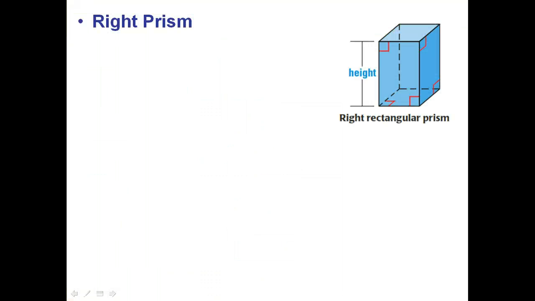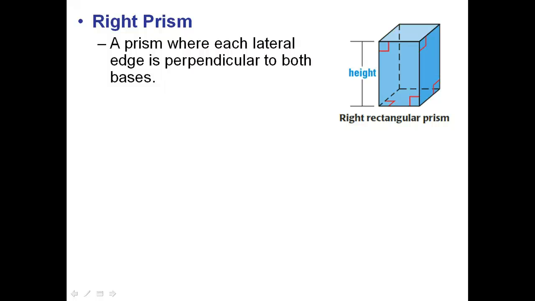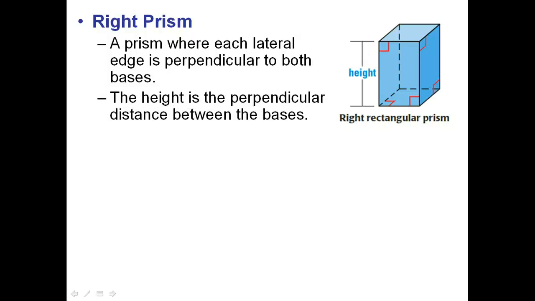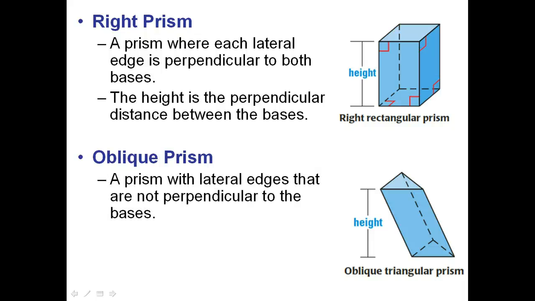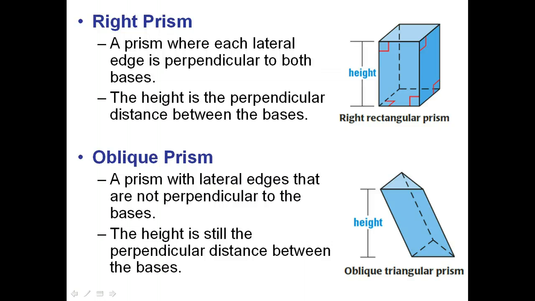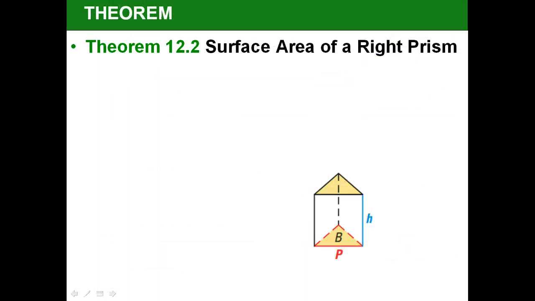A right prism is a prism where each of the lateral edges is perpendicular to the bases. So when the sides are perpendicular to the bases, then what we have is a right prism. The height is the perpendicular distance between the bases. In an oblique prism, the lateral edges are not perpendicular, but the height is still the perpendicular distance between the bases. Surface area of a right prism.